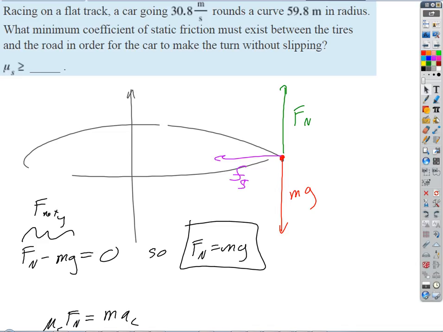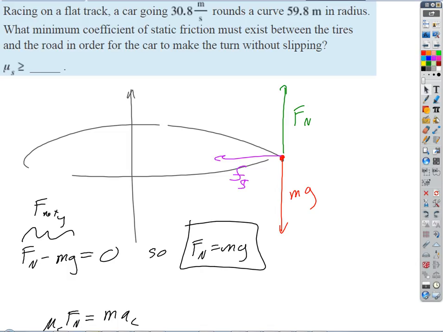Okay. We were doing this problem, right? So we've got a car driving on a flat circular track. What minimum coefficient of static friction must exist between the tires and the road in order for the car to make the turn without slipping, if this is its speed and that's the radius of the circular curve?